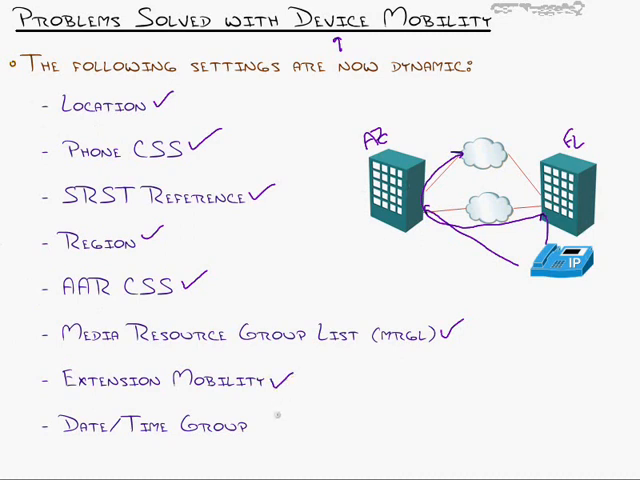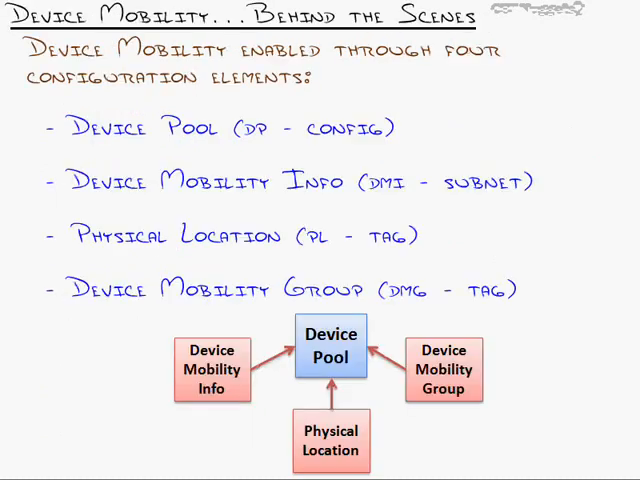Extension mobility. We'll talk about that in the next nugget. Time and date group. You want to make sure this phone updates its date and time to the right time zone when he plugs in a new office. All of these fields go from a static config over to dynamic once you enable device mobility. Now you might be thinking, well, how's this possible? How do you change a phone's static configuration into a dynamic one?